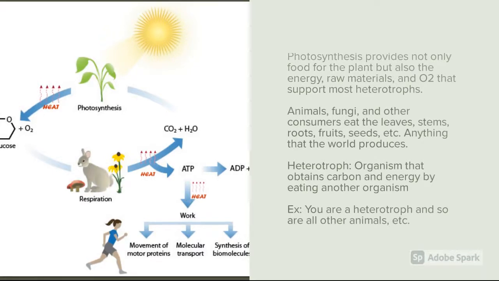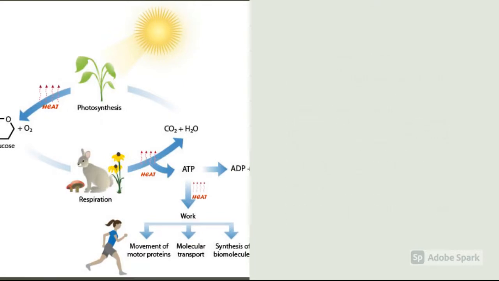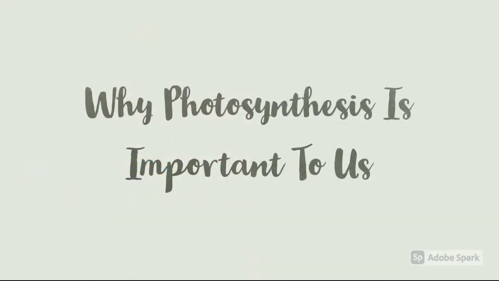A heterotroph is an organism that obtains carbon and energy by eating another organism. For example, you are a heterotroph. Why photosynthesis is important to us.